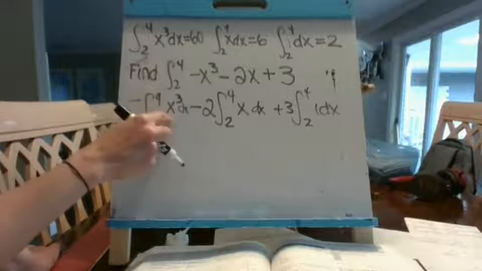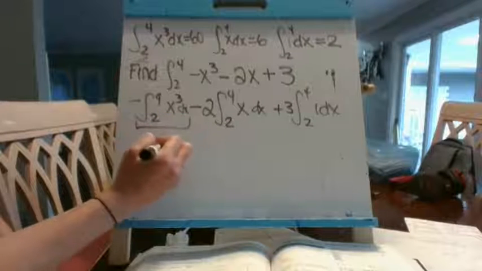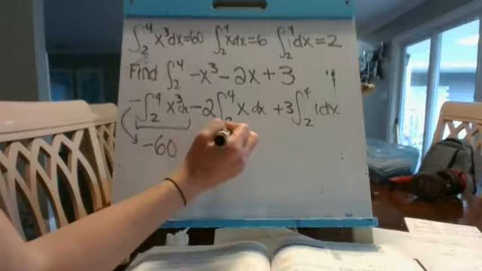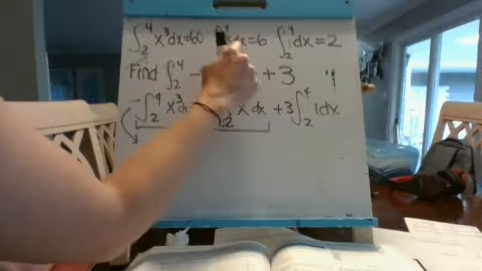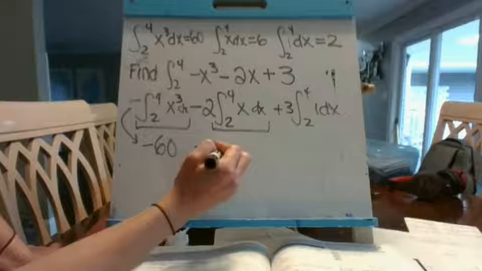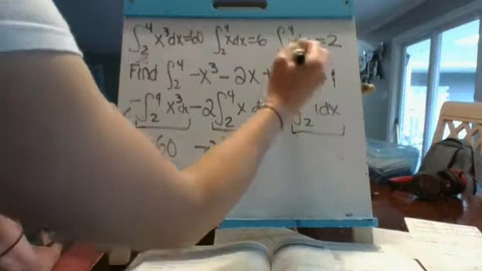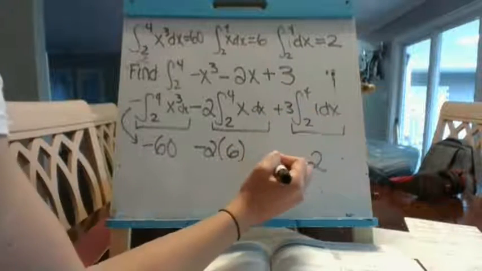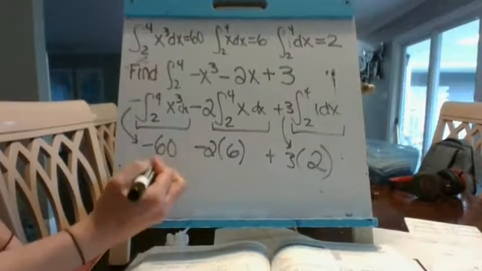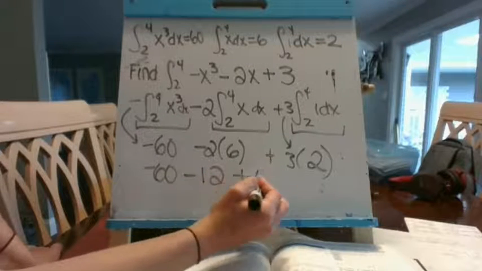So now I can evaluate. The integral from 2 to 4 of x to the third dx is equal to 60. So this is 60, and then the negative comes down in front. And then 2 to 4 of x dx is 6, and then I pull the minus 2 in front. And then 2 to 4 of 1 dx is 2, and then I pull the 3 in front. And then I just have negative 60 minus 12 plus 6.